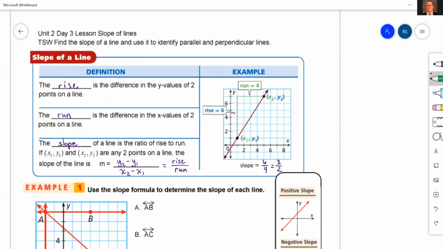So I'm even going to make a note out here. Always reduce your slope. Always reduce your slope. Don't tell me it's 6 over 4. Tell me it's 3 over 2. Then I'll be happy.